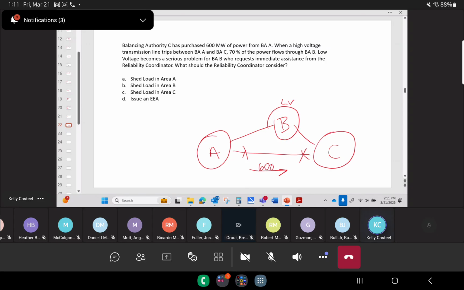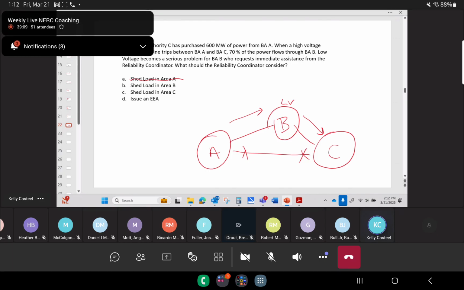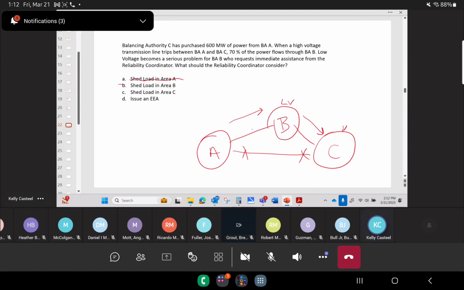Shedding load in area A. Well, we've got large megawatts flowing through there. That's causing a low voltage in that area. So if we shed load in Alpha, that's just going to make the problem worse. You're going to wind up with more power flow. So I know that one's not the answer. Shed load in area Bravo, possibly. That would unload some of the flow on that line. Shedding load in area C looks to be a better option, because if we shed load in area Charlie, that's going to unload this line and this line.